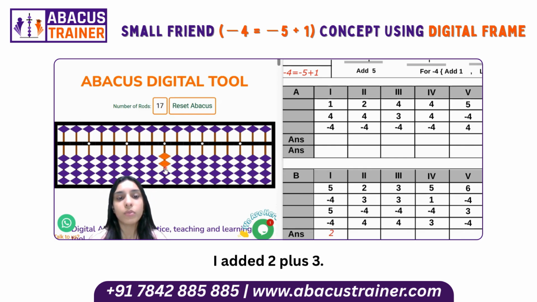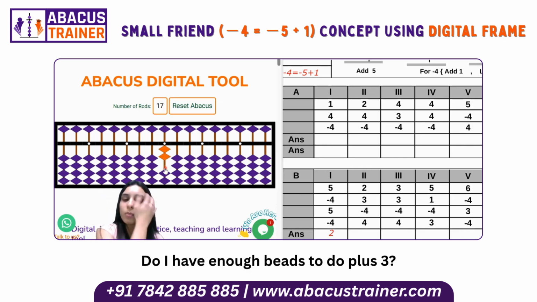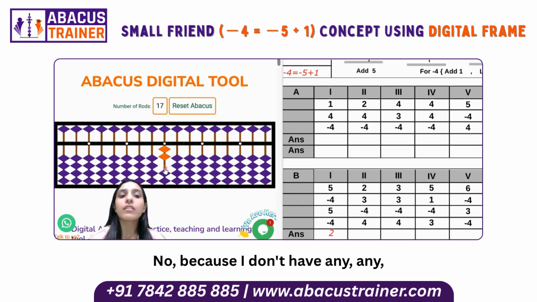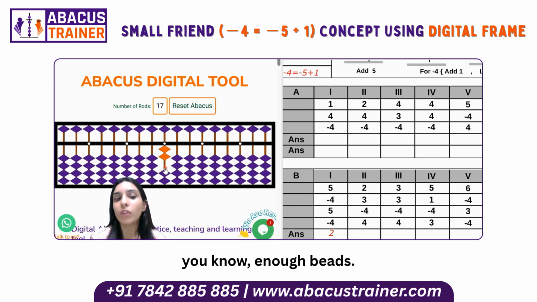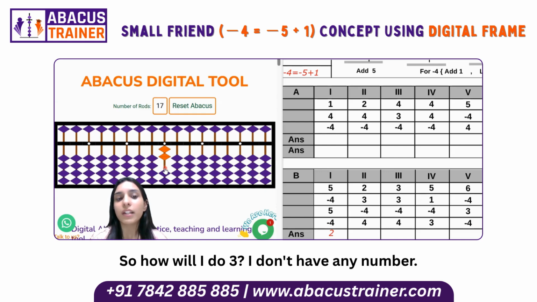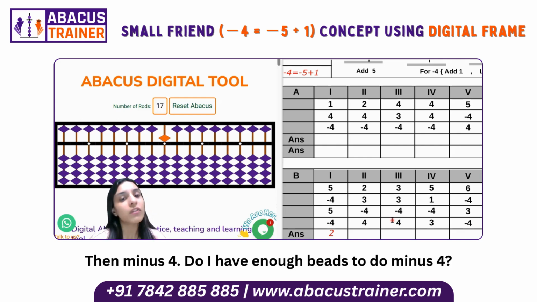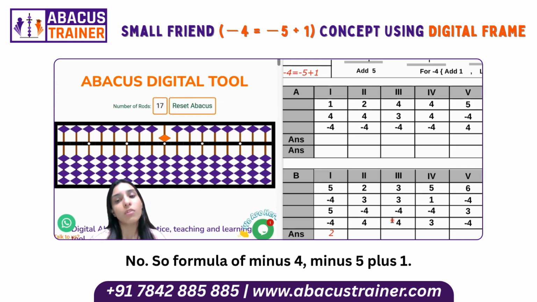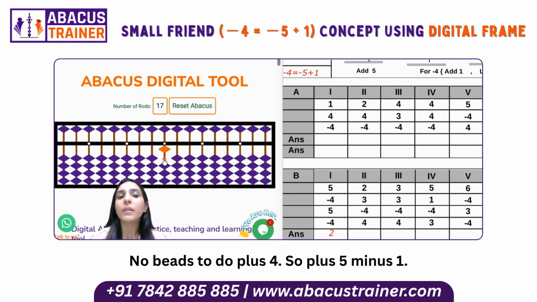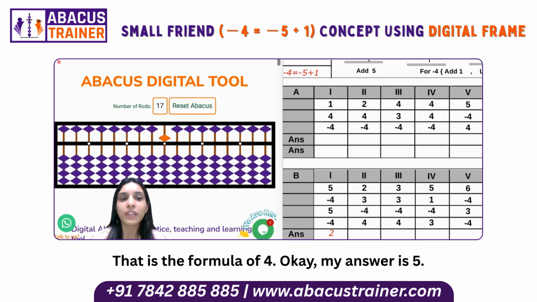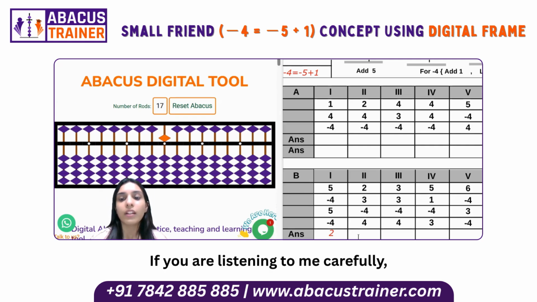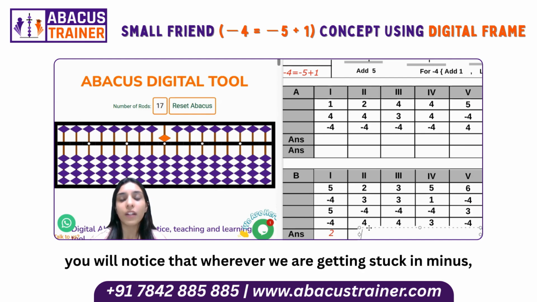2. Added 2 plus 3. Do I have enough beats to do plus 3? No, because I don't have enough beats. So how will I do 3? I don't have any number. So formula of 3 is plus 5 minus 2. Then minus 4. Do I have enough beats to do minus 4? No. So formula of minus 4 is minus 5 plus 1, then plus 4. No beats to do plus 4, so plus 5 minus 1. That is the formula of 4, okay? My answer is 5.